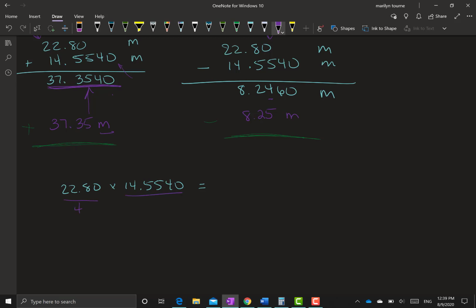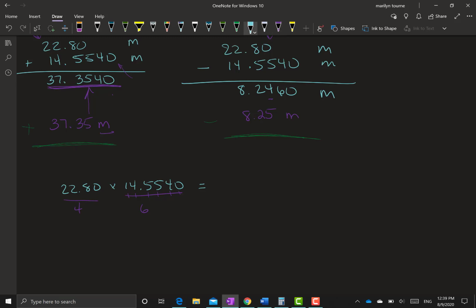If you look at this number, how many sig figs does this have? This has 1, 2, 3, 4, 5, 6, because remember, zeros count when we see a decimal place. So 1, 2, 3, 4, 5, 6. So this has 6. So that means that my final answer can only have 4 sig figs in the answer.